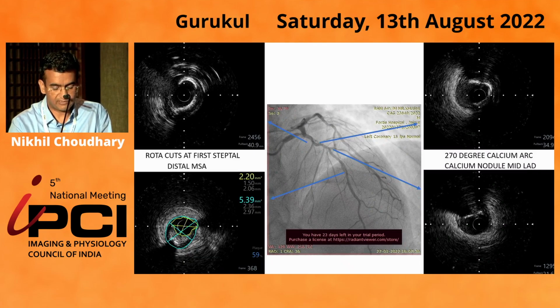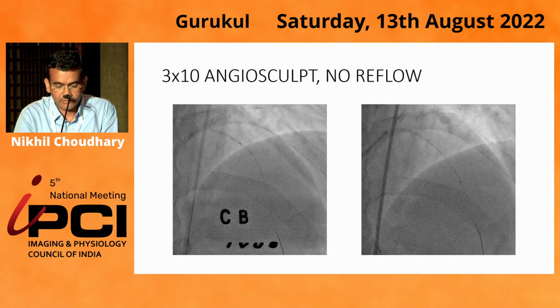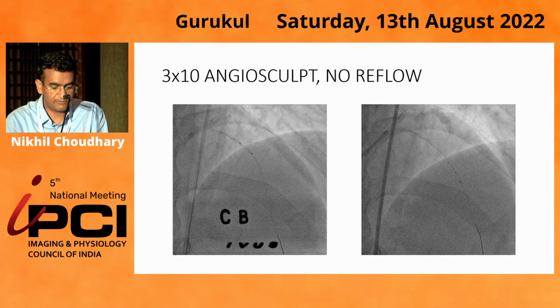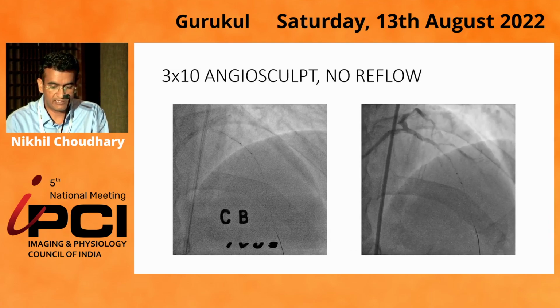After Rota, I could do an IVUS again, and there was a 2.2 MLA. You can well appreciate the Rota cuts, where at the point I was earlier not able to negotiate, I got a good result with Rota. There was still a 270 degree arc and a calcium nodule in the mid-LAD, which I had to deal with. So I did a cutting balloon, used a 3.0 AngioSculpt in the mid-LAD and a 3.5 AngioSculpt in the left main.